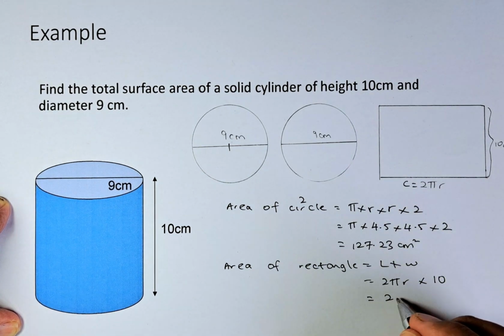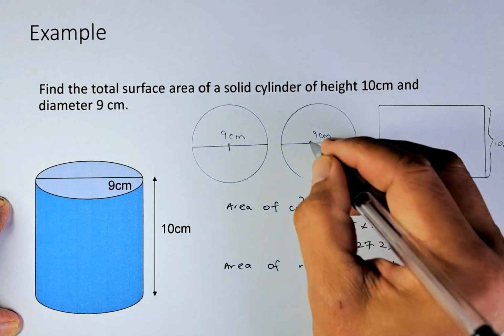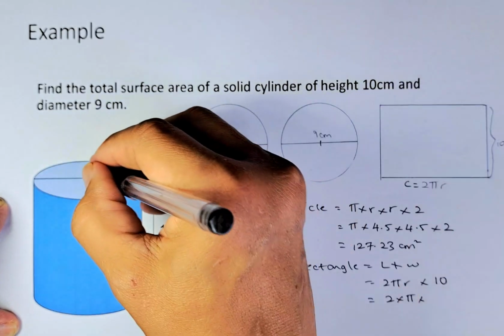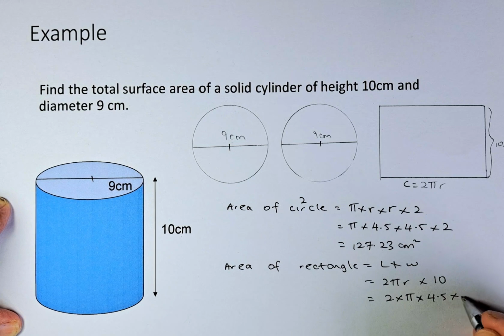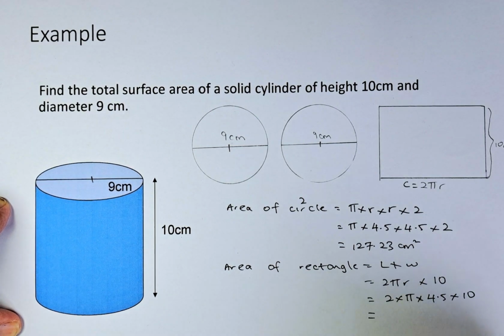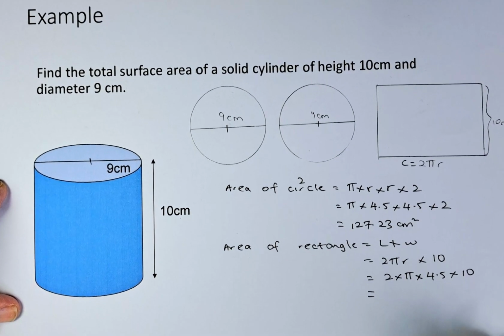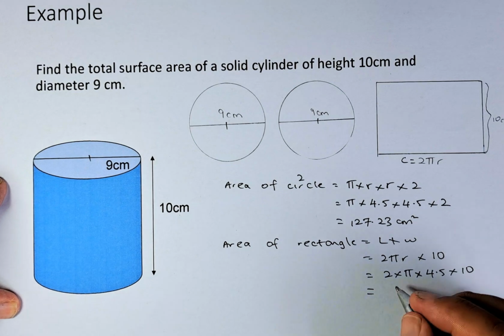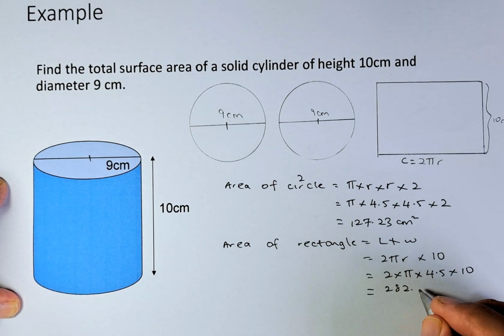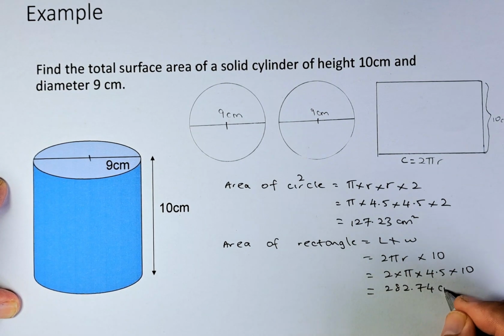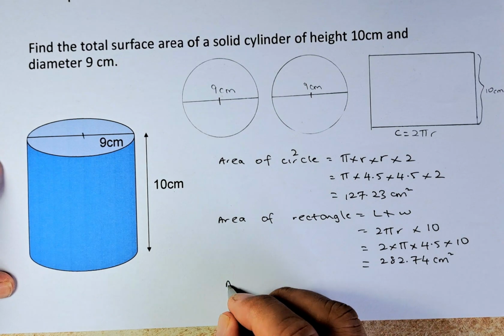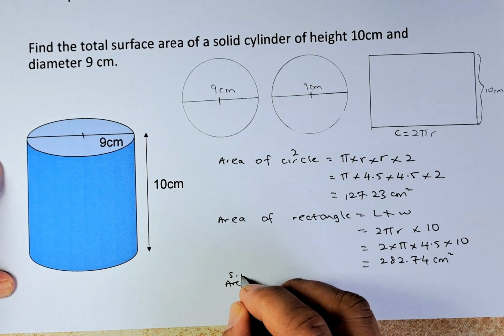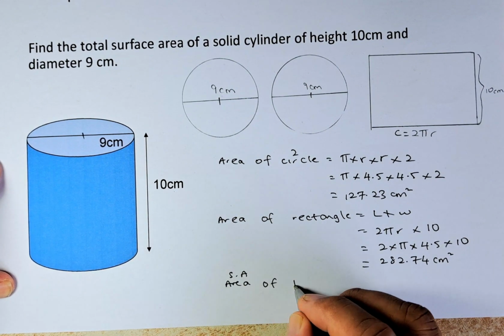So we're going to put 2 times pi. The radius is 4.5 because the diameter of the circle is 9. So the radius is 4.5 and the height is 10. Put in your calculator and the answer will come up to 282.74 centimeters squared.